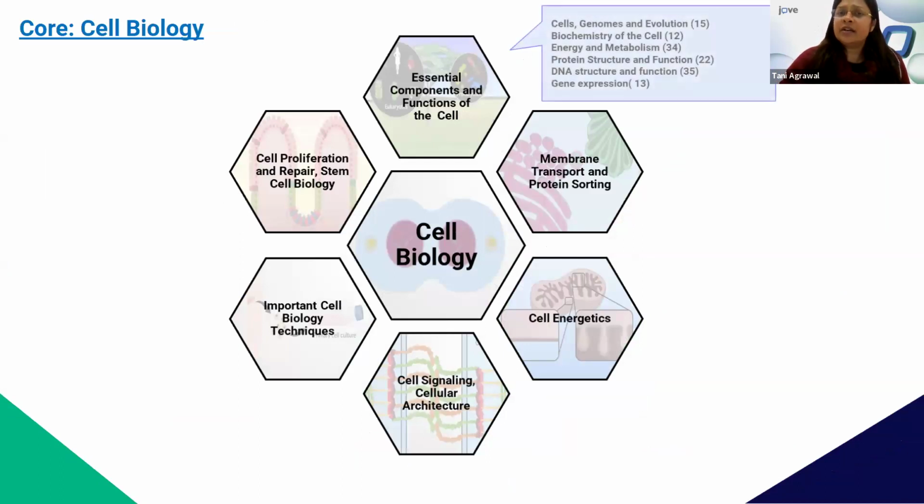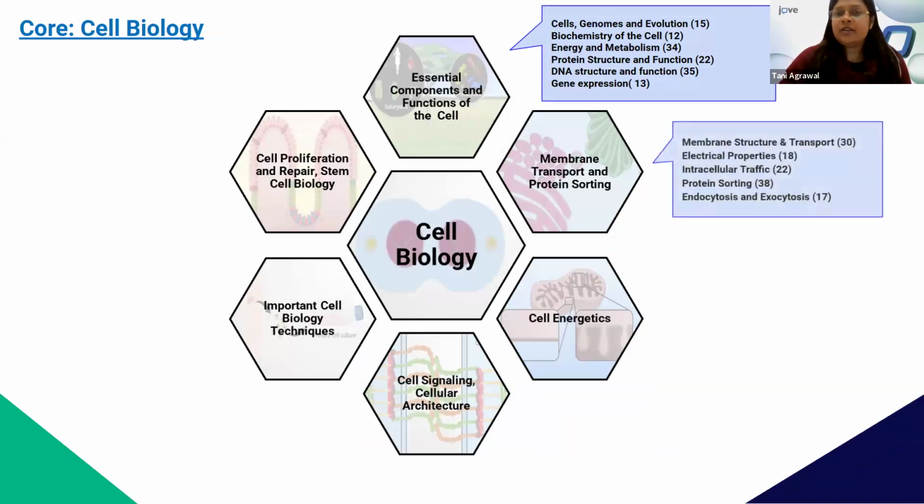The first section here comprises chapters 1 to 11, where we have multiple videos covering essential components and functions of the cell. The next section is devoted to understanding membrane transport and protein sorting, with concepts like endocytosis, exocytosis, receptor-mediated transport, etc., being really simplified through these animated videos, which students can really understand and benefit from.